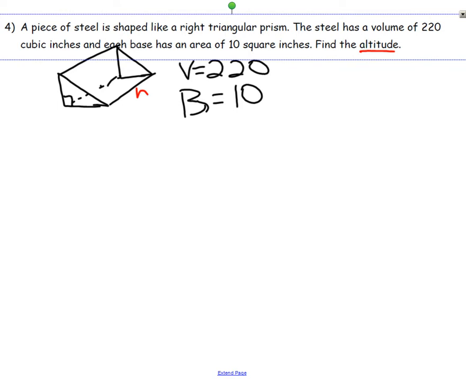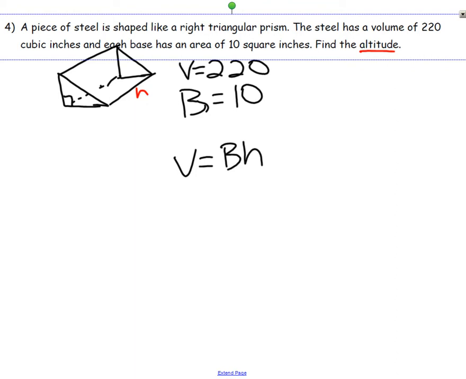We would just use a squared plus b squared if it said what is the length of one of the sides on the right triangle. Okay? So since we're looking at volume, do we have a formula for volume of prisms? Yes, it's volume equals big B times the height. And then we fill in everything that we know.